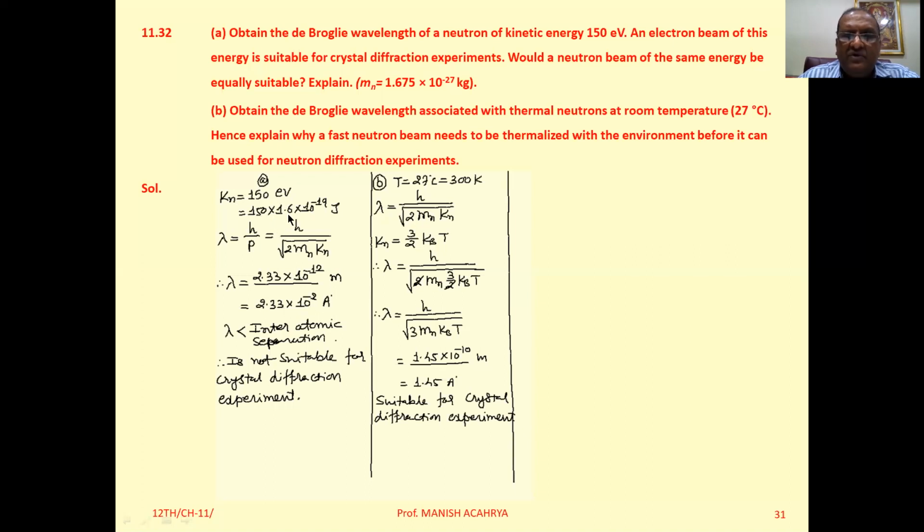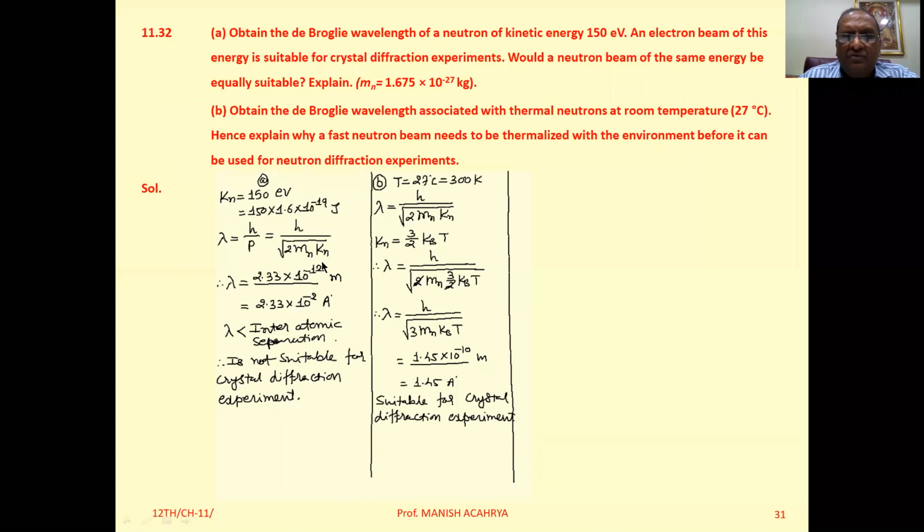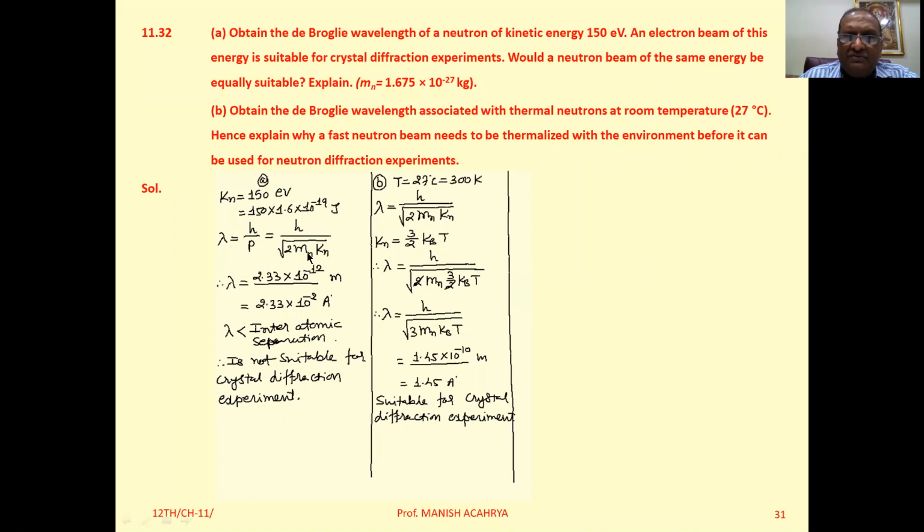So that is 150 into 1.6 into 10 raised to minus 19 joule. Okay. Now lambda, that is h by p. But previously we discussed momentum p, that is under root 2mK. So mass of neutron, kinetic energy of neutron. Substitute the values of h, mass of neutron, and this value of the kinetic energy, then solve it. You will get lambda, that is 2.33 into 10 raised to minus 12 meter, or you can write that is 2.33 into 10 raised to minus 2 angstrom.